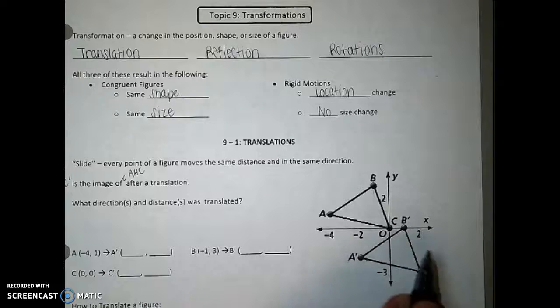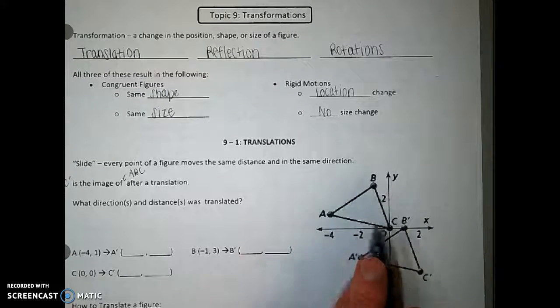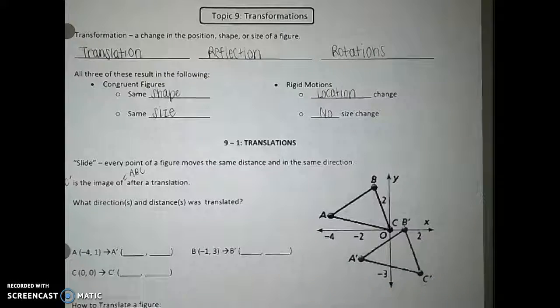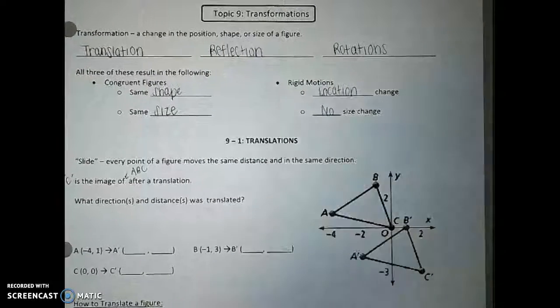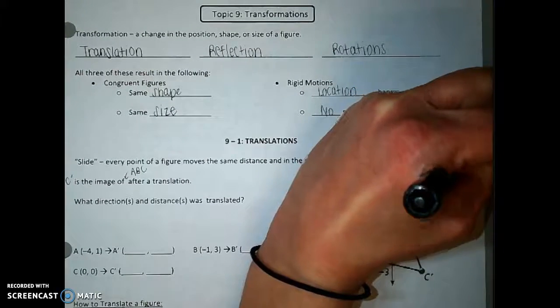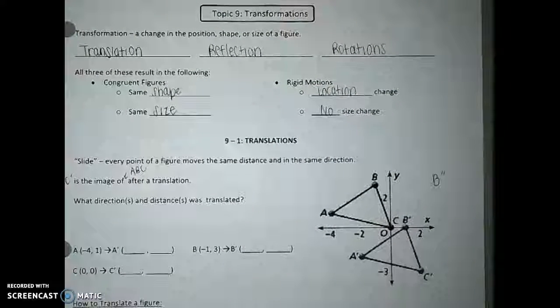The reason they use those tick marks is to show you that there's been one change. Sometimes you'll also see double prime, which would mean two tick marks, and that's how you would read B double prime. What that would mean is that two transformations occurred. So the number of tick marks tells you the number of transformations.